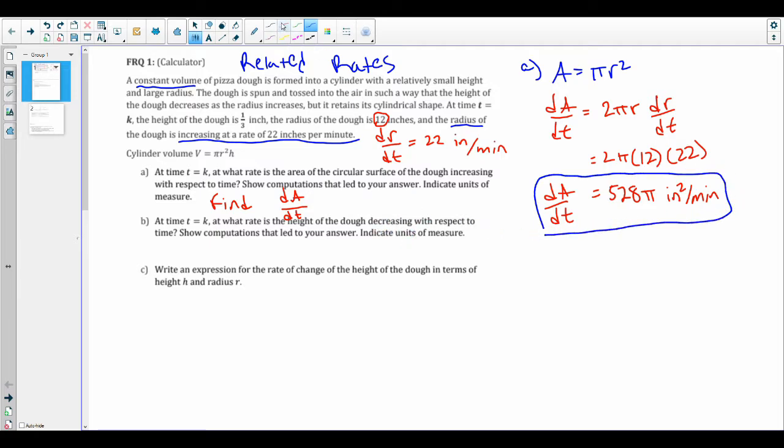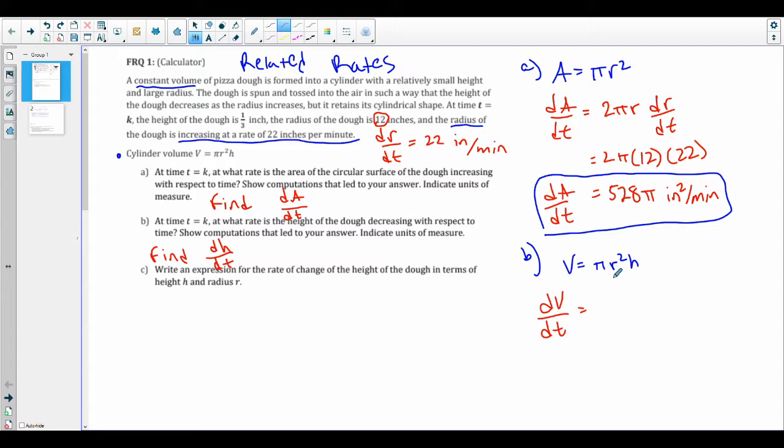Part B. So for part B, we have to find the rate at which the height of the dough is increasing with respect to time. So we're going to find dh/dt. Okay. So this time we're going to work with the volume formula for a cylinder. So pi r squared h. Let's take the derivative. So the derivative of volume is going to be dV/dt. And we have two variables, which are both functions of time here. So we're going to have to use the product rule.